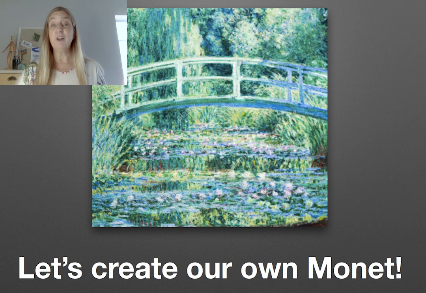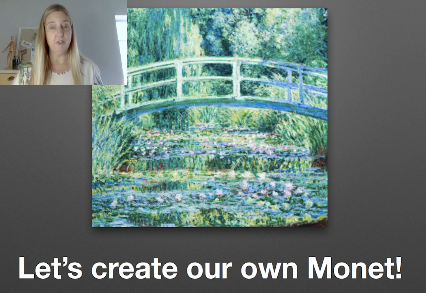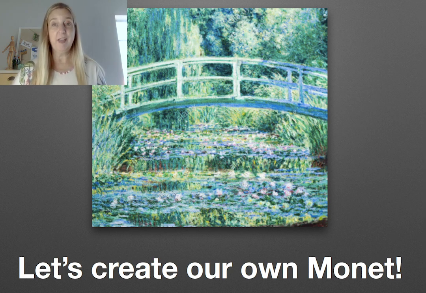So now we're going to create our own Monet piece, which is going to be so fun. We're going to do the Japanese bridge, like you saw in the picture, inspired by his own garden with his own Japanese bridge. So we're going to start doing that in just a minute.